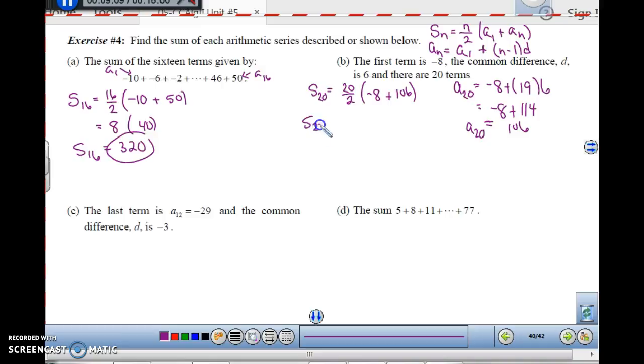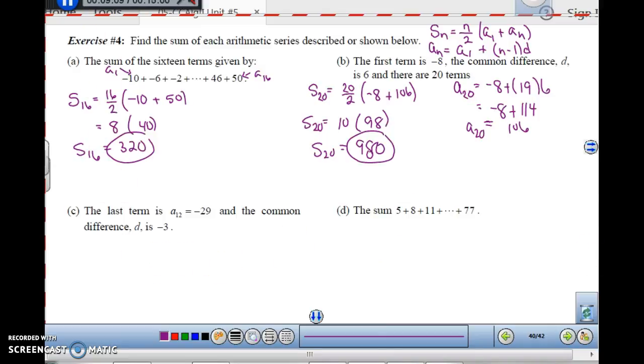So let's do the final answer. 20 divided by 2 is 10. -8 plus 106 is 98. So the sum of the first 20 terms, 10 times 98, is 980. Okay, so that one took a little thinking because we had to figure out what the last term of our sequence was.